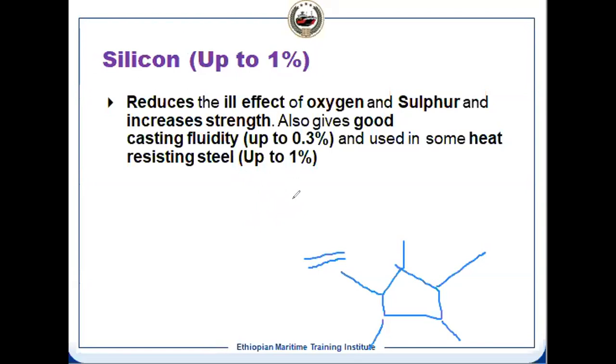That's why in cast iron we add silicon in slight percentage, so that the fluidity increases, because we will be doing the casting with the cast iron. And also for heat resistant steel, we use 0.1%, up to 1%, and for casting, for fluidity purpose, up to 0.3% we add. So heat resisting steel also, it gives us the fluidity, and it resists the heat.